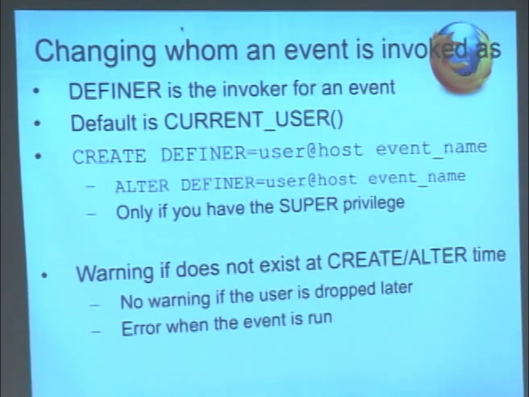Now, if the user does not exist at create time or alter time, you will get a warning, not an error. You will get an error when the event is run, because it says, I can't run this as this user doesn't exist. If you define it as user Sheeri at localhost, and then that user gets dropped later, when you drop the user, MySQL says okay, user dropped. It doesn't say, by the way, there's this event that doesn't work now. You'll have to check your error log. So again, check your error logs.